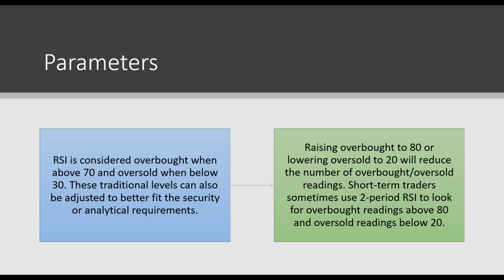Now, RSI is considered overbought when above 70 and oversold when below 30. Now, please, these are general guidelines and need to be interpreted a little bit loosely. 30 and 70 are the ranges above and below that we look for overbought and oversold conditions. But 68 and 65 could be magic numbers.